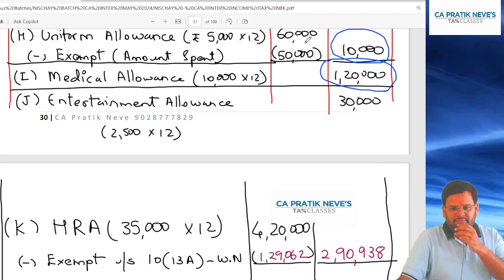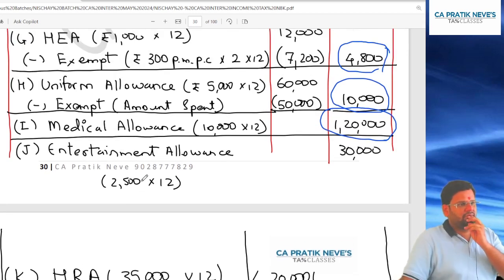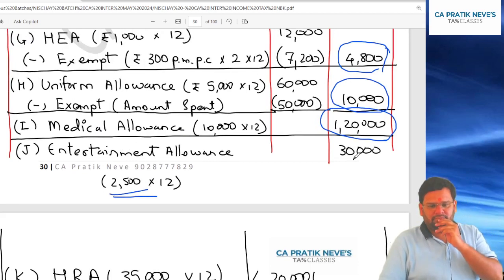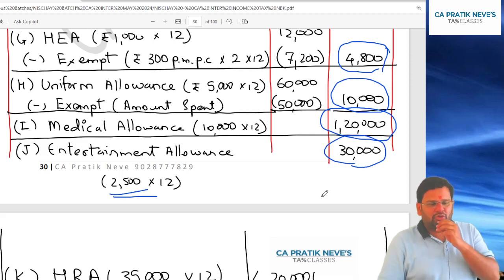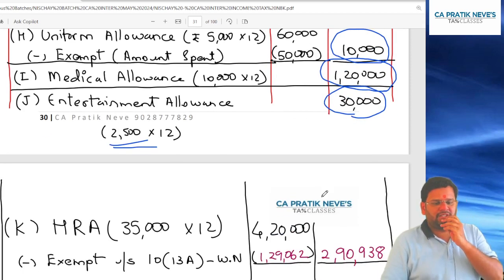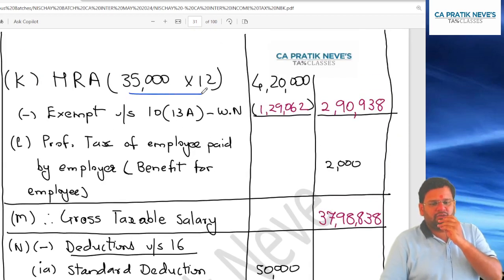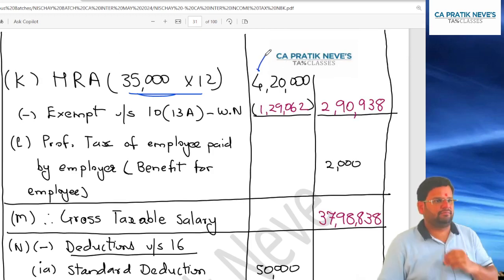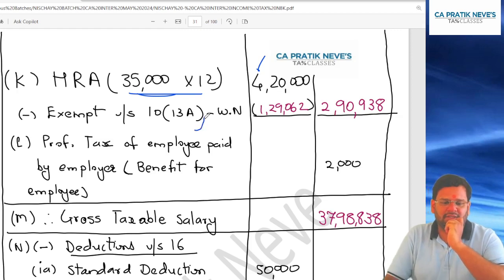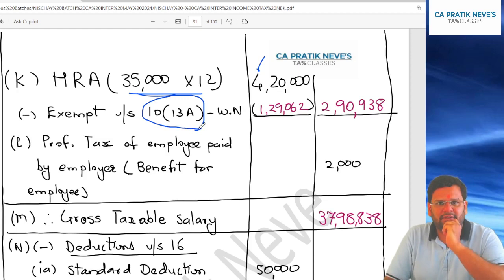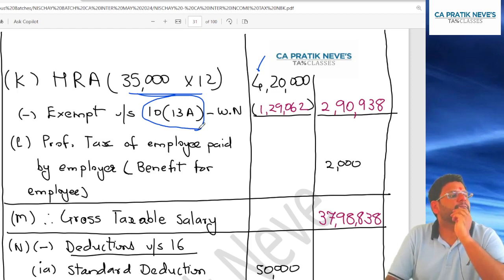Chalo. Entertainment allowance fully taxable, 2500 into 12. Second column directly, 30,000. Who is on to which point? HRA. Received 35,000 into 12, 4,20,000. Less exempt under section 10(13A). Friends, less exempt under section 10(13A). So what will happen? Working note. Make working note for that. Don't write any figure, leave it blank.